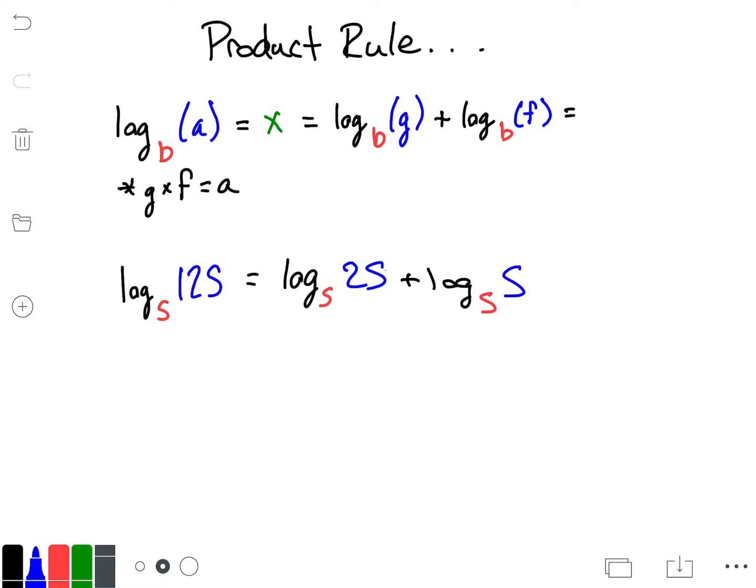When we do that, we'll find that log base 5 of 25 is going to be 2, and then log base 5 of 5 is, of course, 1. So 5 raised to the first power gives us 5, and 5 raised to the second power gives us 25. So then we can find log base 5 of 125 is going to equal 3.